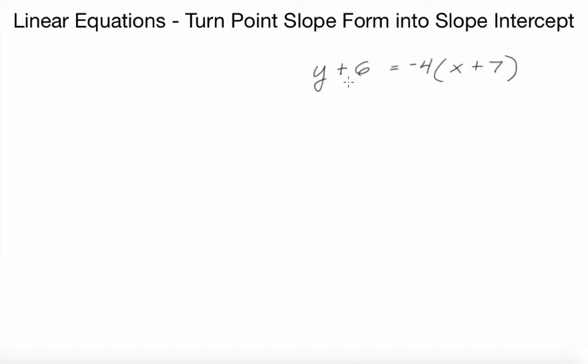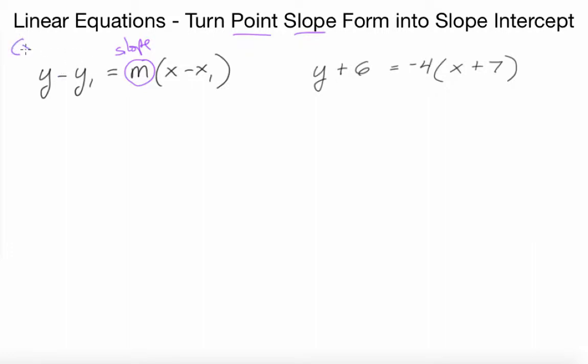We've got a point-slope form equation here: y + 6 = -4(x + 7). And if you remember, point-slope form always fits this pattern: y - y1 = m(x - x1). We call it point-slope form because we know the slope, m. We can see that really easily in the equation. And we know a particular point.